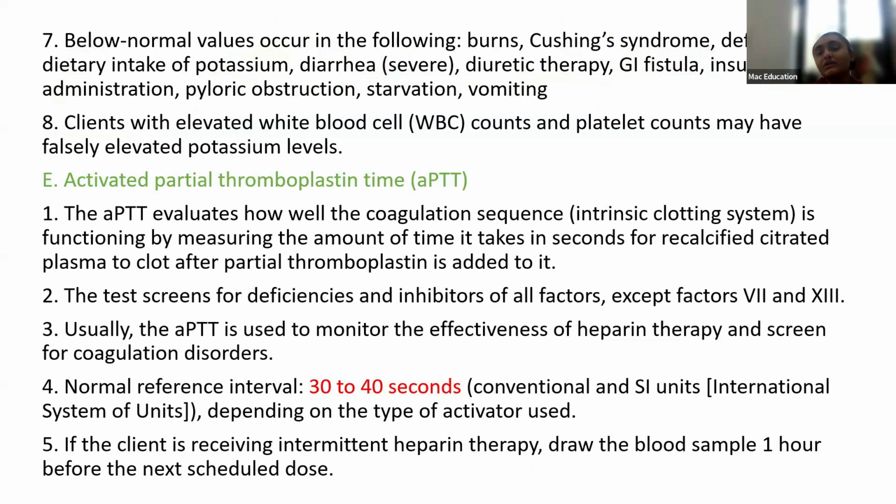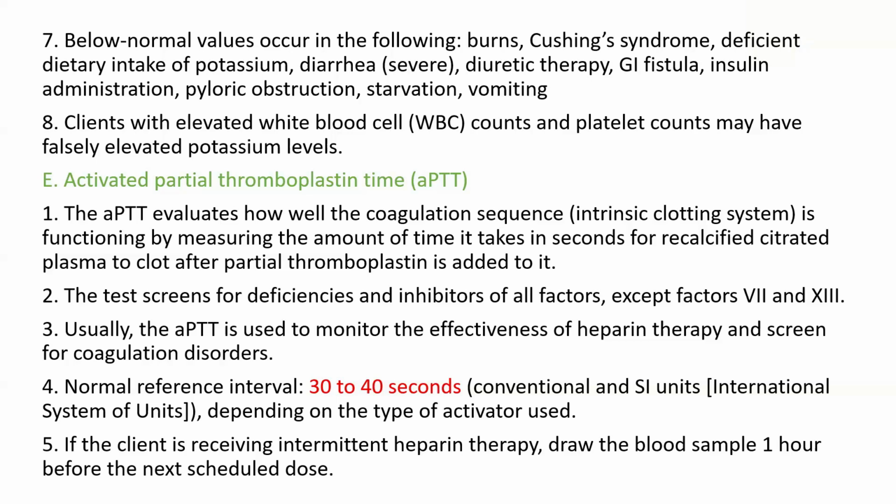Then we have seen APTT. What is APTT? It is a coagulation test. APTT is used for which specific drug? Heparin. What is the normal range of APTT? 30 to 40 seconds.